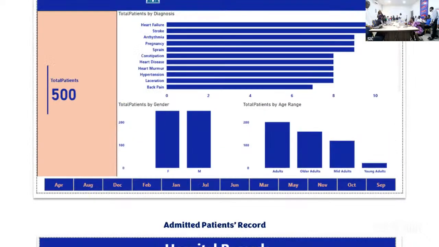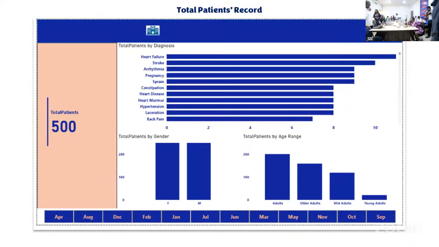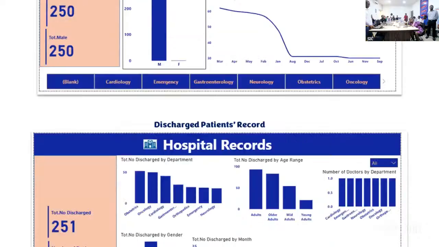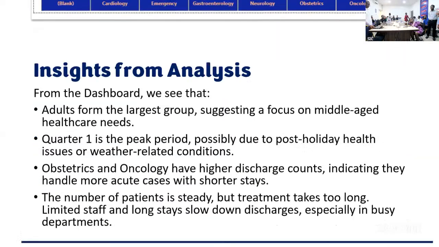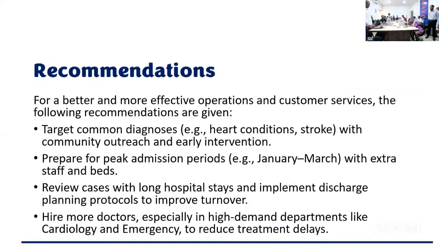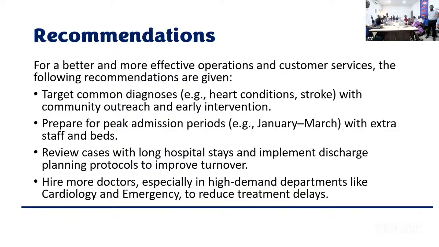We noticed that there were more patients that suffer from heart failure, stroke, and these other sicknesses. So what we're recommending is that there should be more campaigns, more sensitization and more focused healthcare strategies to cater for those sicknesses for their patients. And also, the hospital should prepare for peak admission period, which is generally March, with extra staff and extra beds. Also, they should review cases with long hospital stays and implement a discharge planning protocol.